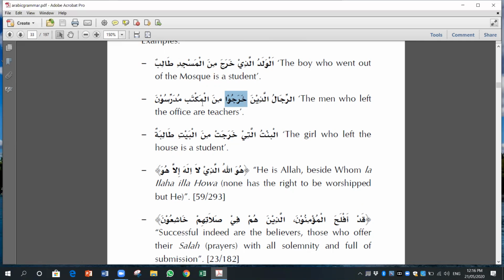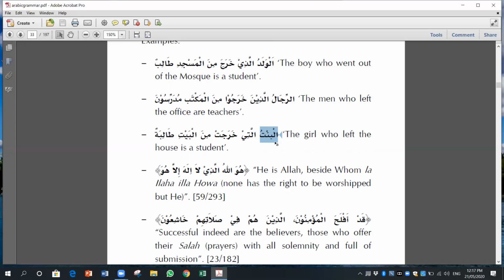Minal maktabi, maktab means library or office. Mudarrisuna. So now the men who left the office, kharaju, who exited, who came out of the office. Maktab is office. Mudarrisuna, they are teachers. Mudarris means teacher, so mudarrisuna because we will make it plural. So the men who came out of the office are teachers.